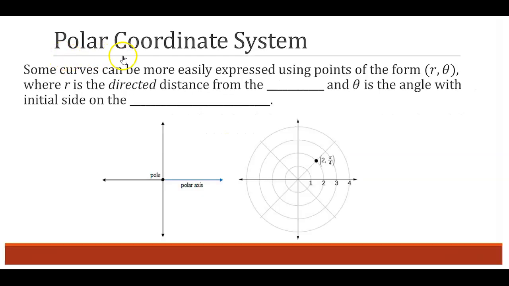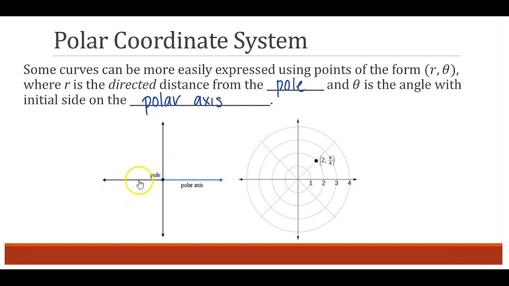Now let's explore the polar coordinate system. Some curves can be more easily expressed using points of the form (r, theta) instead of (x, y), where r is the directed distance from the pole and theta is the angle with initial side on the polar axis. Let's explore these new terms.